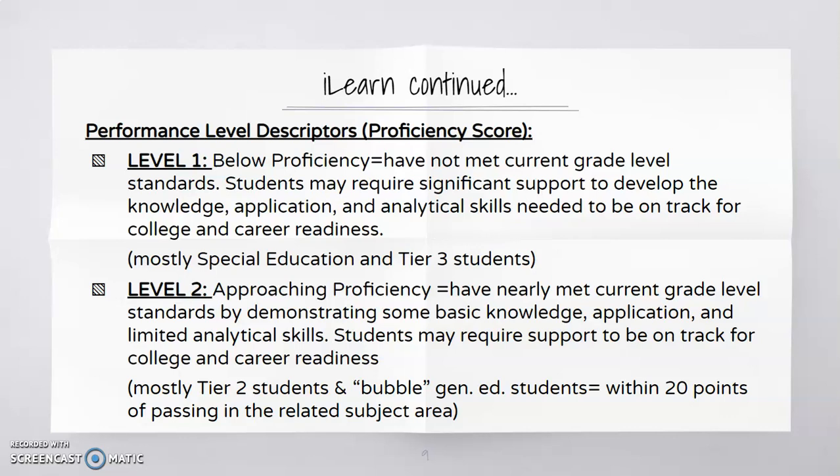So again, a generalization, these are mostly going to be Tier 2 students and what we would call bubble general education students. This means those students are within 20 points of passing in a related subject area. So maybe they were 20 points short of passing iLearn with math or English, etc.